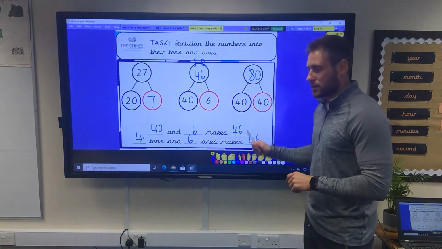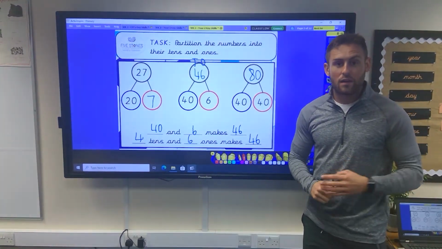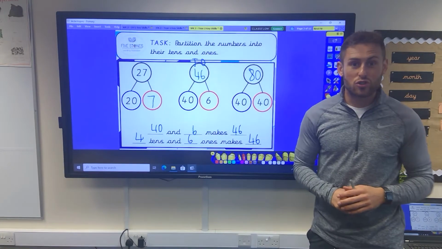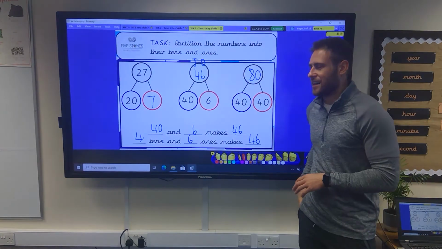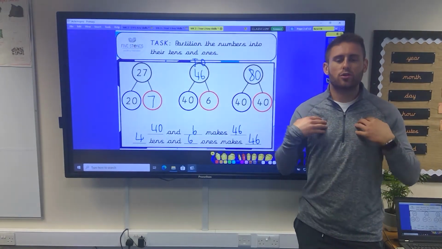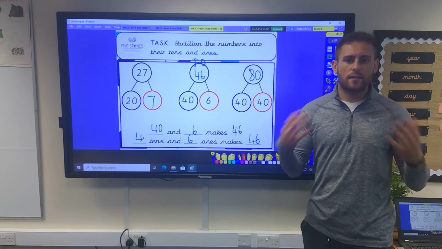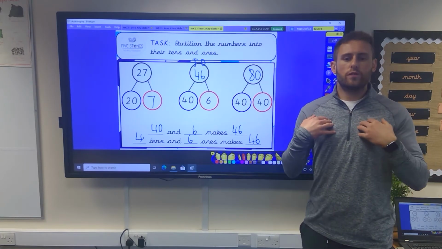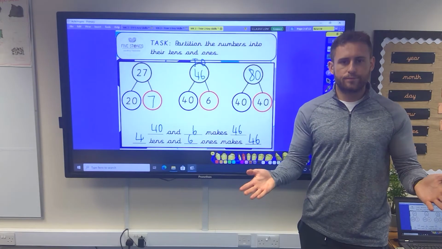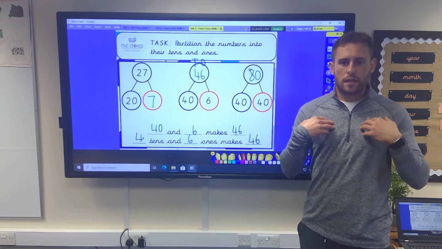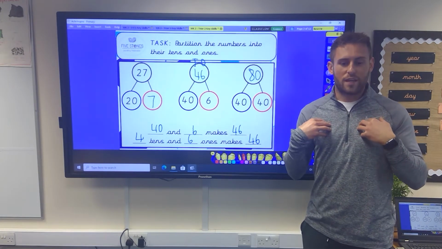Some of you might have noticed those two numbers were the same, 40 and 40, and you might know double 40 is 80. So let's say that together. Double 40 is 80. Double 40 is 80. A part of 40 and a part of 40 makes the whole of 80.